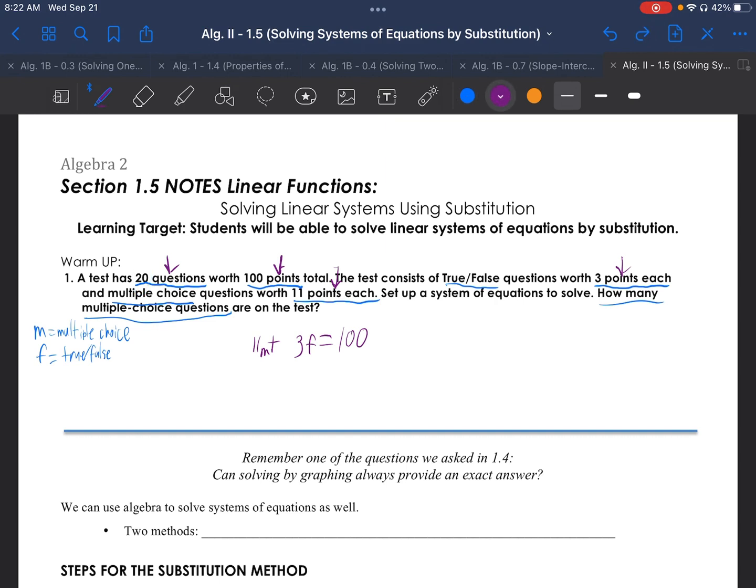Now we still have the number 20, so that's going to get used in this next equation. That's another total number, because the number of multiple choice questions and the number of true-false questions added together are going to get us the total number of questions, 20. So we're going to take exactly that: M for the multiple choice questions plus F for the true-false questions gives us 20 total questions. So the second equation ends up being questions plus questions equals questions, where the first equation was points plus points equals points. So the labels stick together.